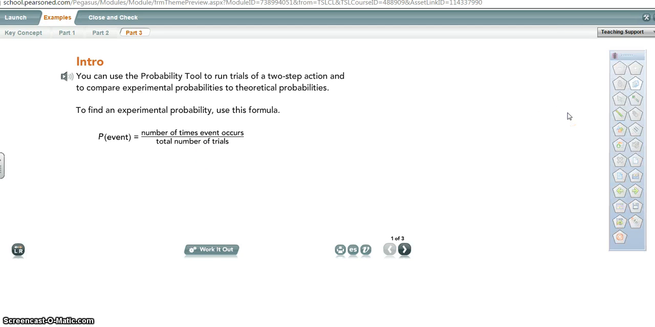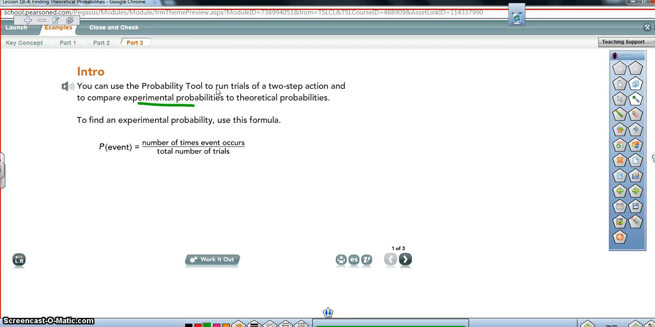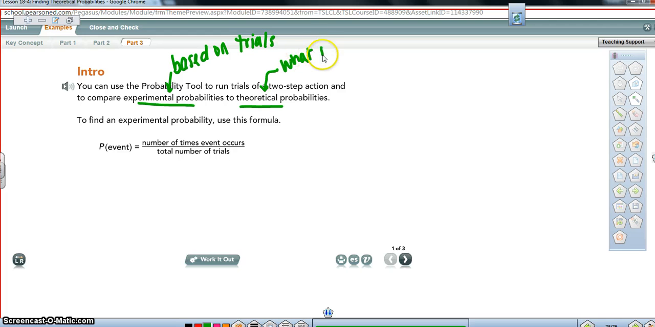You can use the probability tool to run trials of a 2-step action and to compare experimental probabilities to theoretical probabilities. Remember that experimental probabilities are based on trials or an experiment. You actually run the event, or you run the action and see how many times you get your event. And theoretical probabilities are like what we expect to happen based on the way that maybe the spinner or the hat of names or the coin or whatever it is that you're using is designed.